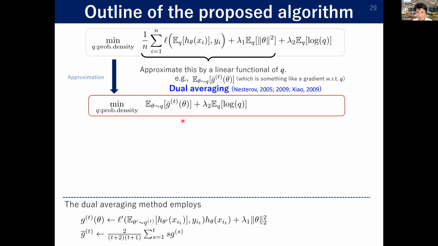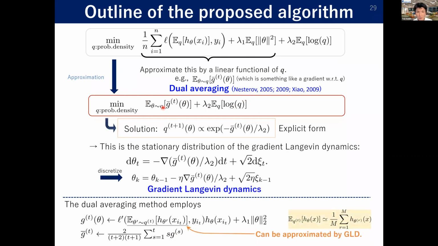Okay. So the next step is to optimize this objective function. But fortunately, there is a closed form solution of this optimization problem. The optimal solution is given by exponential of minus G bar T divided by lambda 2. So we have the explicit form. Then we set this solution as the next update. Once we have QT plus 1, we can calculate the gradient at the next update, so we can update the G bar. Then we repeat the same thing in the next update. So we can update QT in such a manner. Okay, so that is an outline of our method.